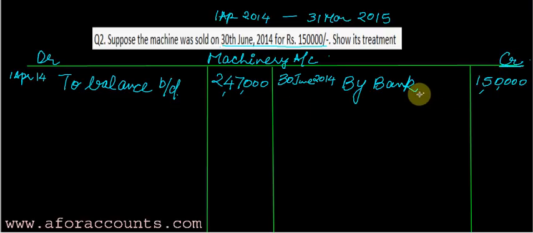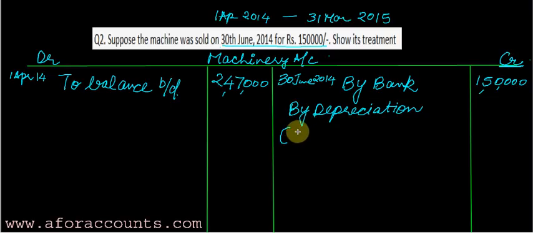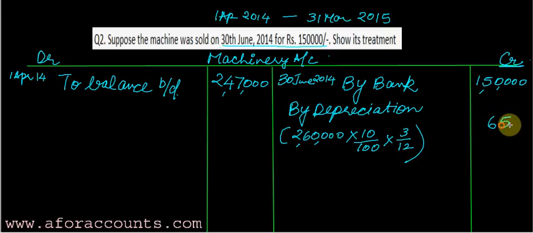Okay. Now for 3 months I need to charge the depreciation to actually come to what was the profit or the loss. So by depreciation, how much? On your original, it is on your straight line method. So original cost was 2,60,000. On that 10% is the rate, and on that for 3 months, that is April, May and June. On 30th June you sold. So depreciation for 3 months needs to be put in, and that comes to 6,500.